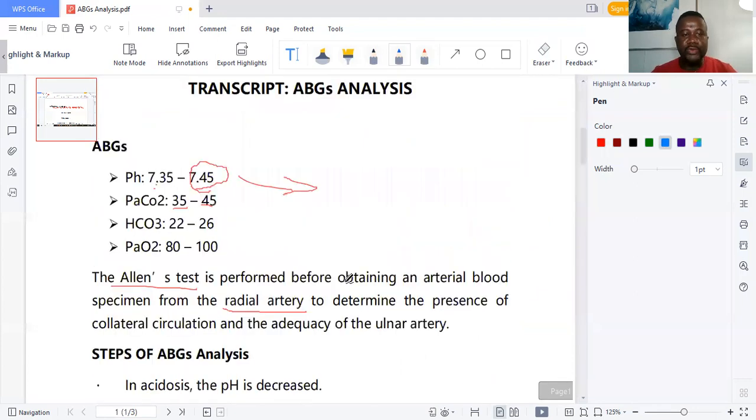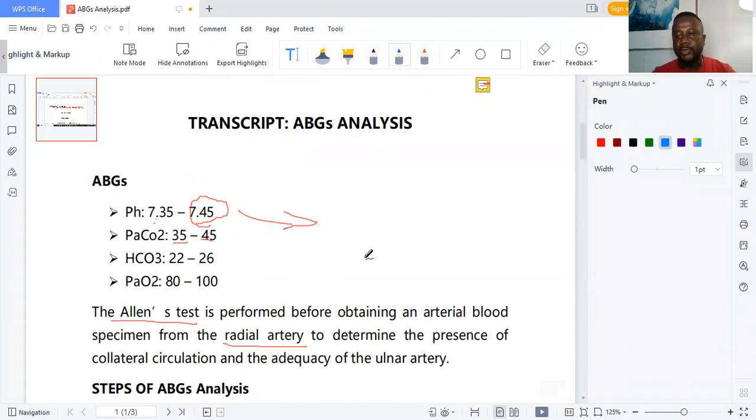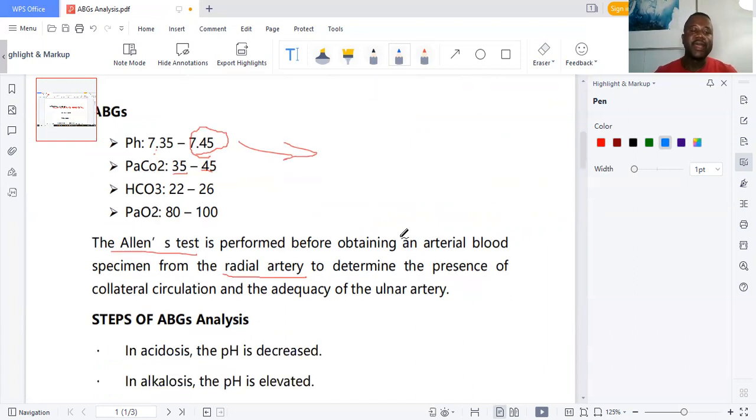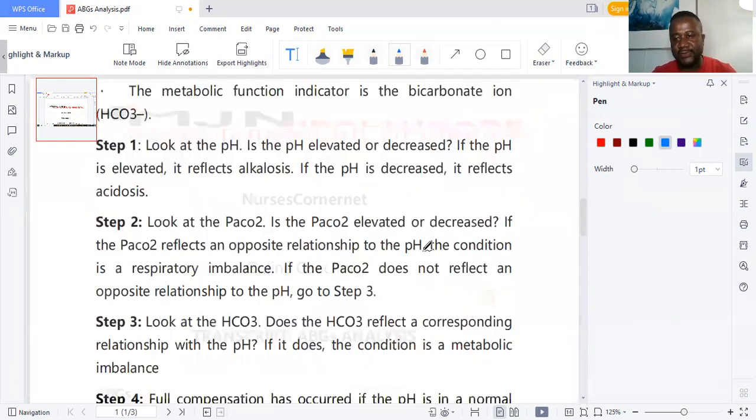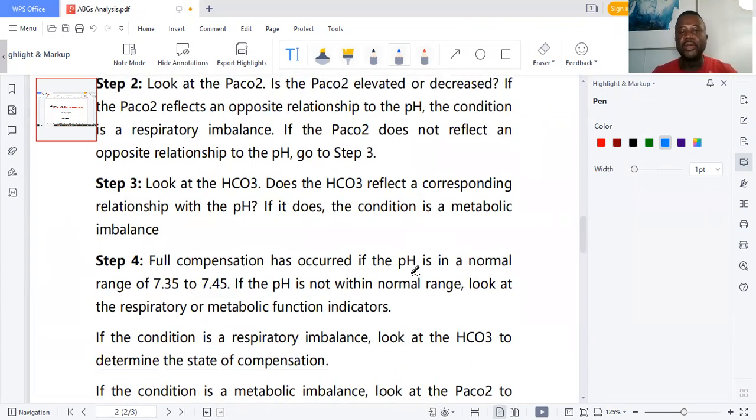With this, we've come to the end of this short class. Again, remember, the pH is 7.35 to 7.45, the carbon dioxide is 35 to 45, and the bicarbonate is 22 to 26. Step number 1, always identify the pH first and see if it is acidosis or alkalosis. Step number 2, look at the carbon dioxide. It should be in opposite relation, then it is respiratory. Step number 3, look at the bicarbonate. They should be in equal direction for it to be metabolic.